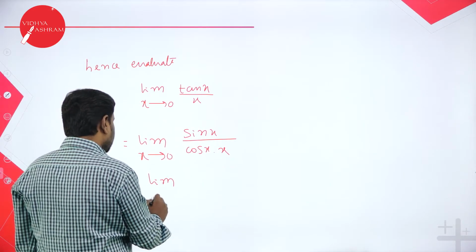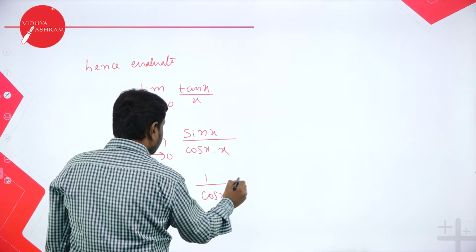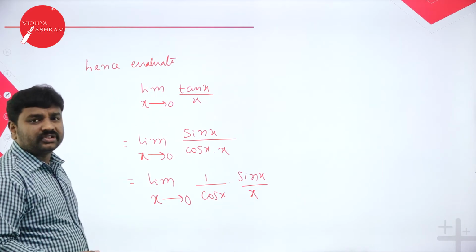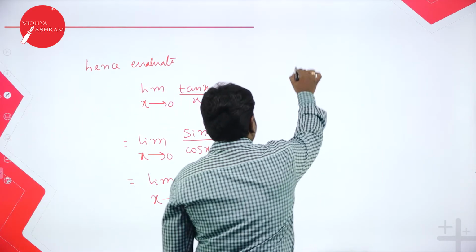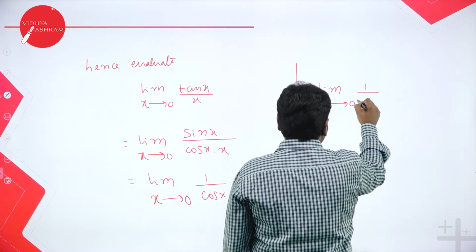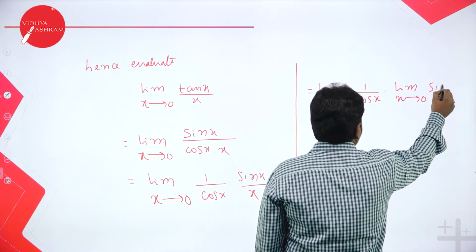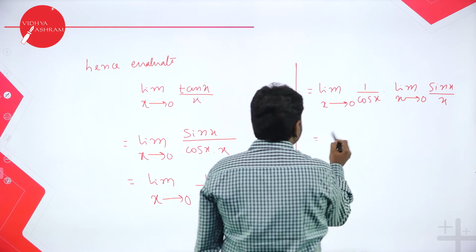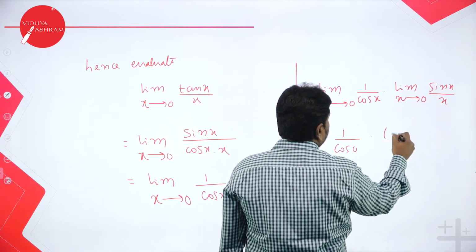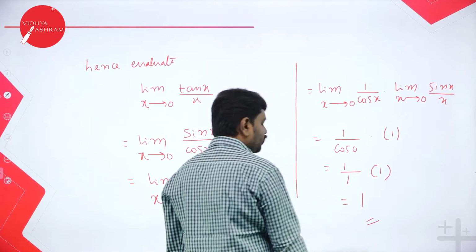Now I'll split this, I'll write it as limit x tends to 0, 1 by cos x into sin x by x. Can I write like this? Now if you have a product of two terms, then you can apply the limit for each term. So limit x tends to 0, 1 by cos x into limit x tends to 0 sin x by x. Now apply it. Limit x tends to 0, 1 by cos x means in the place of x put 0, it will become cos 0. Now by the theorem this is 1. So 1 by cos 0 is 1, 1 by 1 into 1 is 1. So finally we got 1.